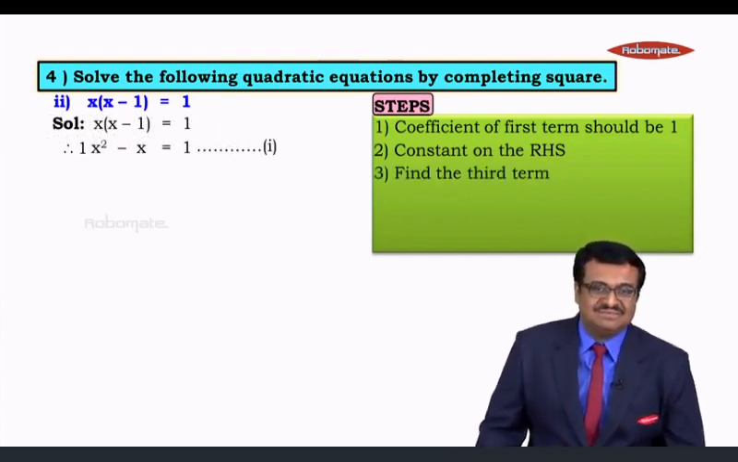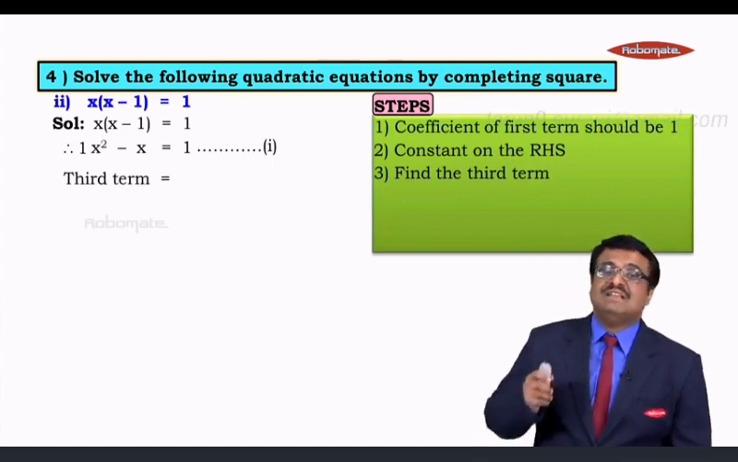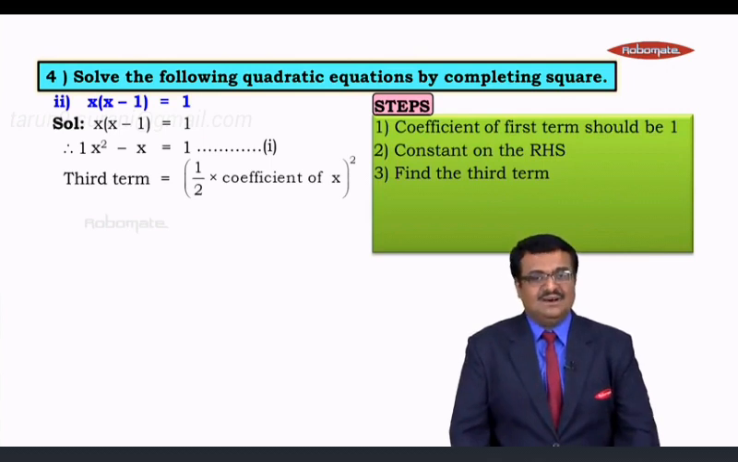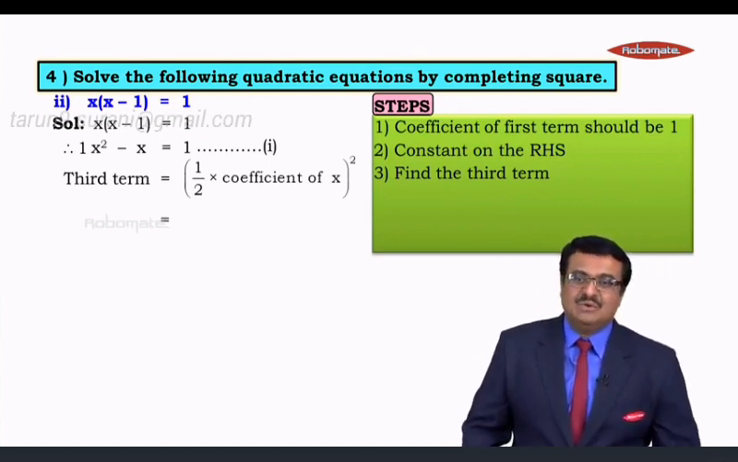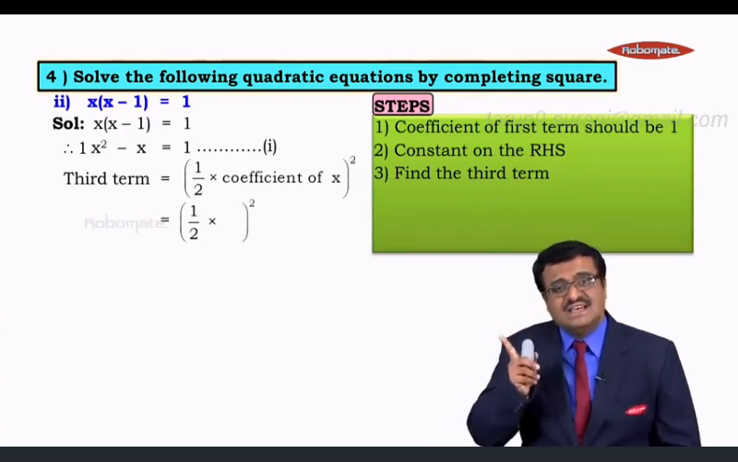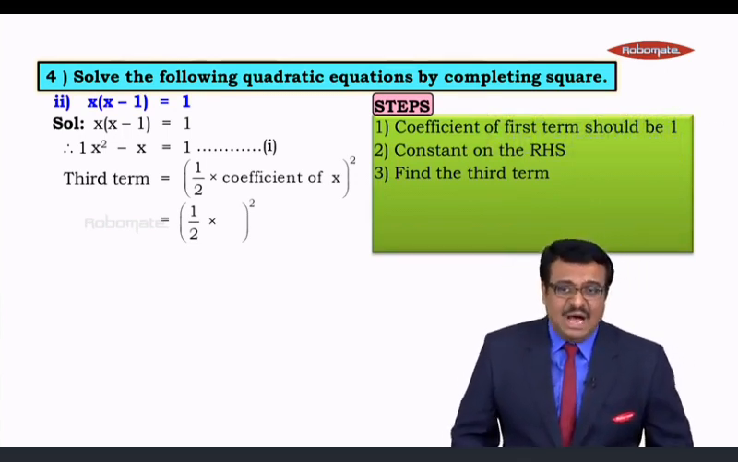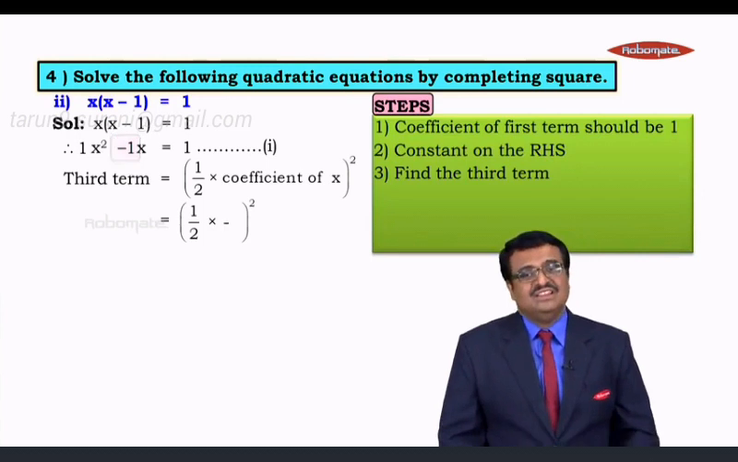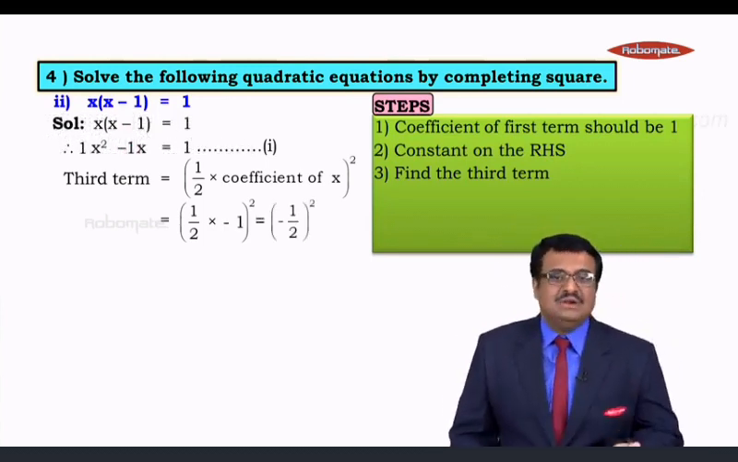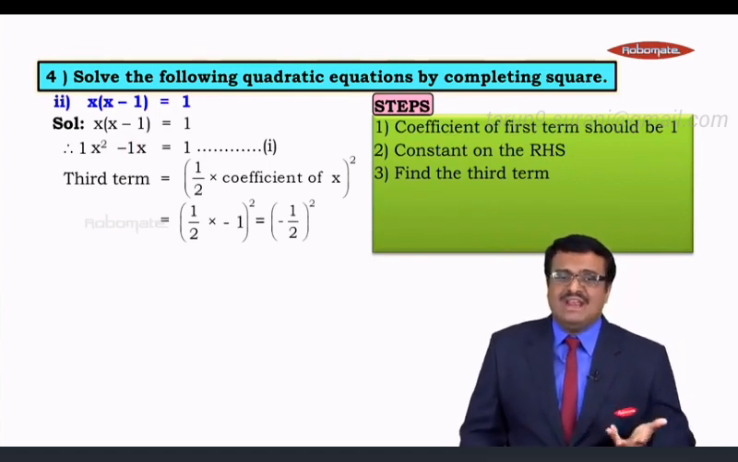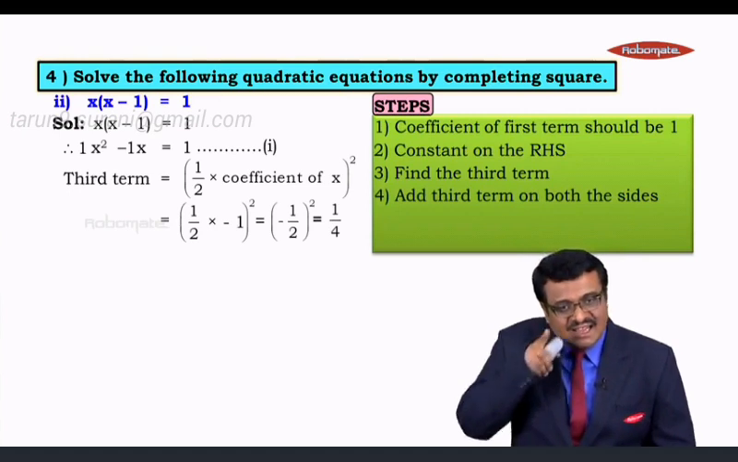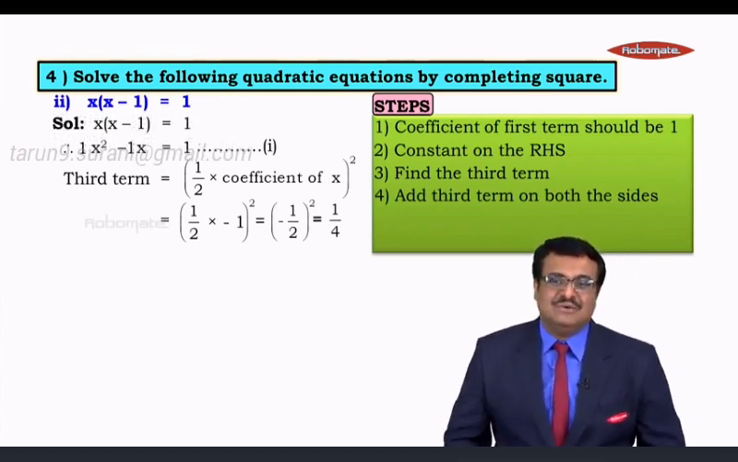Find the third term. What is the third term? Third term is given by the formula. What is the formula? Half into coefficient of x the whole square, right? Which is equal to half into, what is coefficient of x? The number which is there with that x, which is minus 1. So half into minus 1 the whole square, right? So what we get, minus 1 by 2 the whole square, and minus if you square it becomes plus. So what you get, it is 1 by 4.